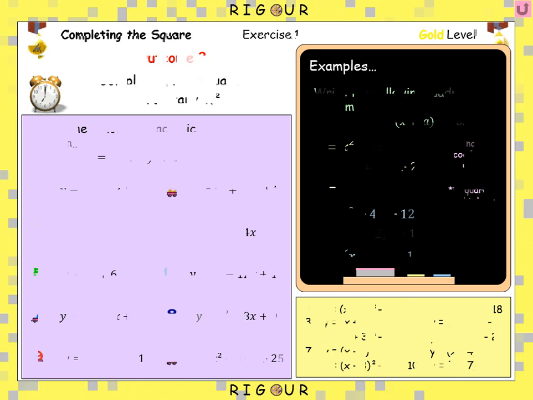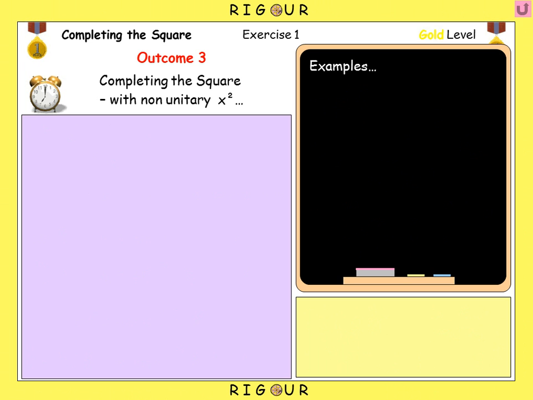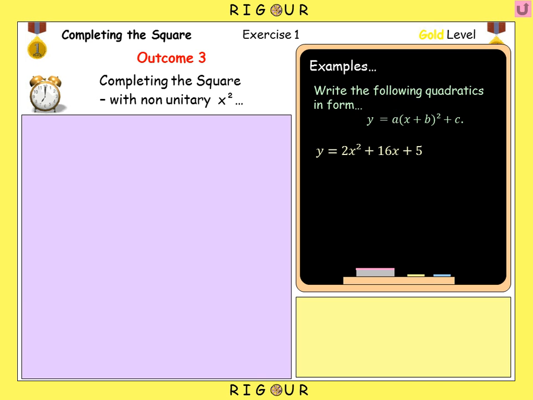So let's move on to the last bit, the first proper higher bit, where we're completing the square with non-unitary x squared coefficient. So this time it's going to be, notice the subtle change, a bracket x plus b all squared plus c. So this time it's 2x squared plus 16x plus 5. Now we can only complete the square if we've got positive 1x squared, and that's not what we have here.